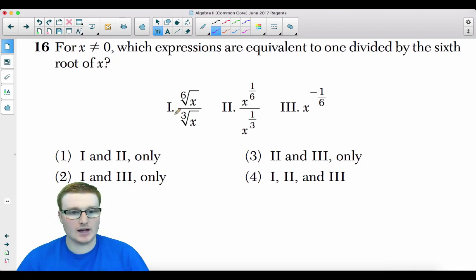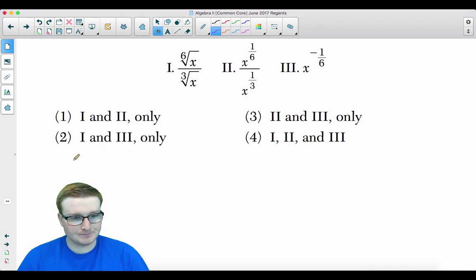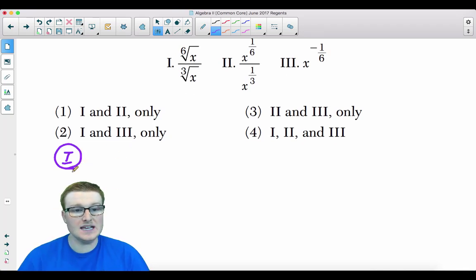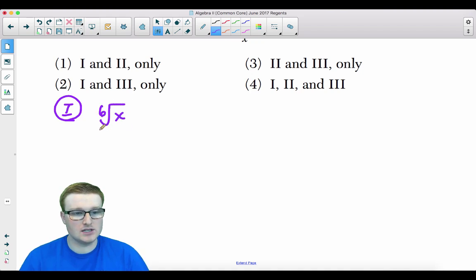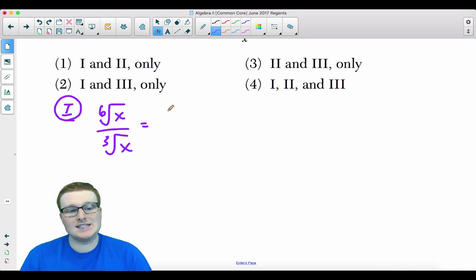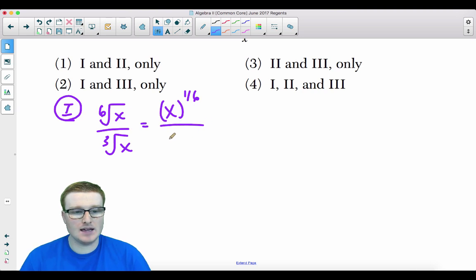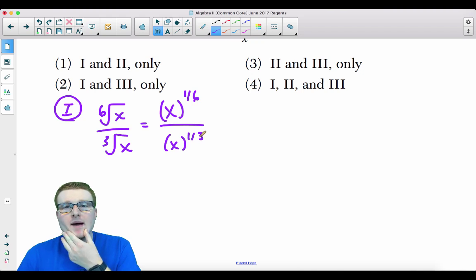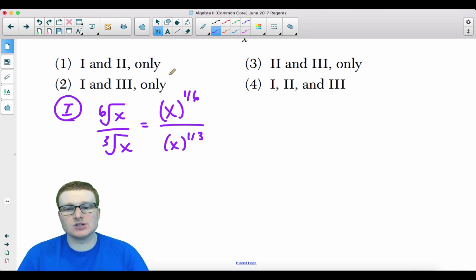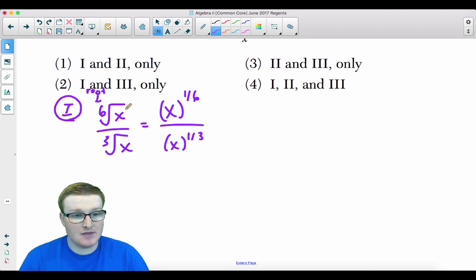Option 1, we do the following. It's the 6th root of x divided by the cube root of x. So this is the same thing as saying x raised to the 1/6 power divided by x to the 1/3 power. Remember, you can write radicals as exponents. This is your root, and there's a 1 here, so that's your power. Power over root, that's what I'm doing here, folks.